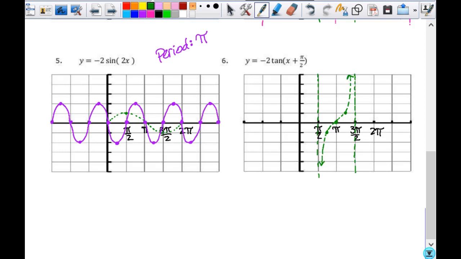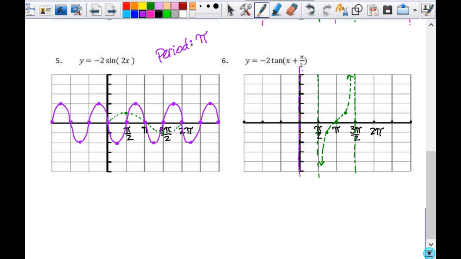Then I'm going to figure out what's happening with this. Now my x value is being affected again, but it's not a compression or a stretch. Instead, it is a translation. So I'm moving over pi halves, but I'm moving to the left pi halves. Okay, so if I start here with my asymptote, I'm at pi halves. When my asymptote moves over to the left pi halves, it ends up right here on the axis.